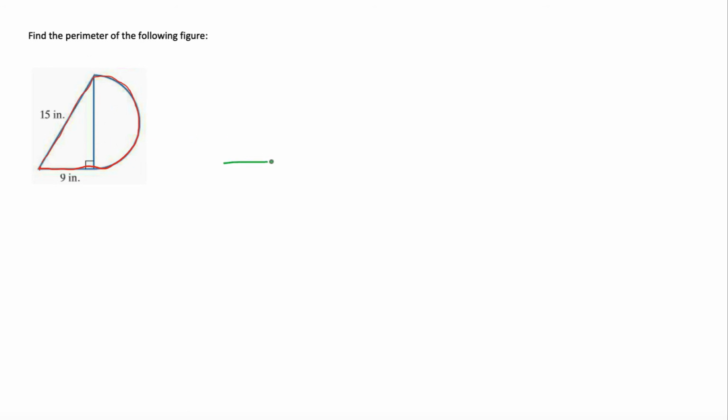Well, let's take a look. Let me redraw this. So we know that this is a right triangle. This is 9 inches right here, and this is 15 inches, right? So how are we going to figure out what that length is? Well, we can just use the Pythagorean theorem, right? We know that a squared plus b squared is equal to c squared.